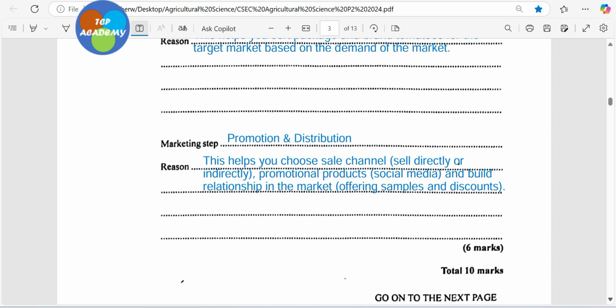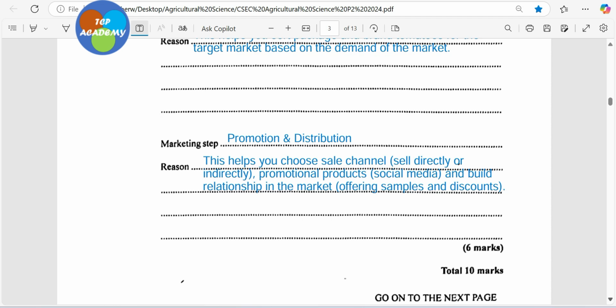Now there's also promotion and distribution. Now this helps you choose the channel. Where are you going to be selling this thing? Are you going to be selling it to the vendors you pass on the road? Are you going to be selling it in the market directly? Are you going to be selling it indirectly to wholesalers and agents who are going to come and buy it? How are you going to be selling this thing?